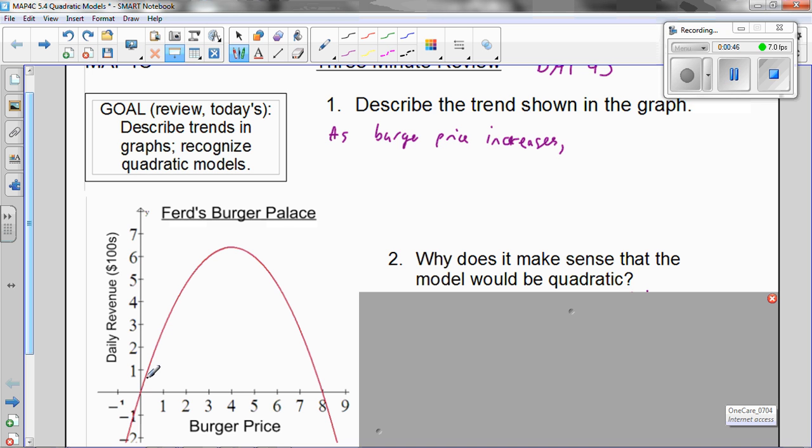Well, it increases quickly at first and then more slowly, comes to a stop, right? That's the maximum. And then it decreases slowly at first and then more quickly. So that's quite a few little things to put in there, but we can do it.